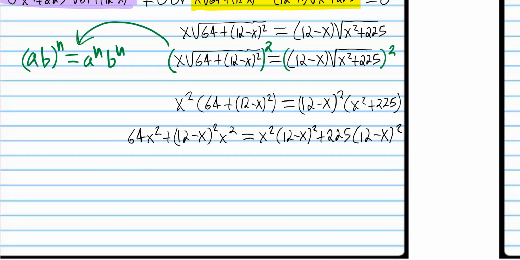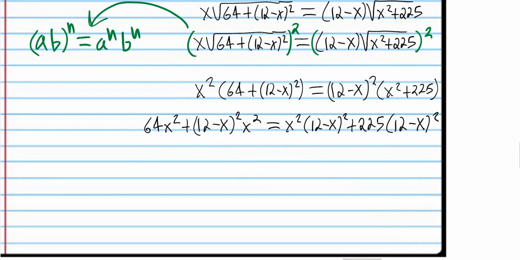Okay, now notice that we have some terms that are the same. So that's really good news, because those can just cancel out. We just subtract that term from both sides and we end up with 64x squared is equal to 225 times 12 minus x squared.